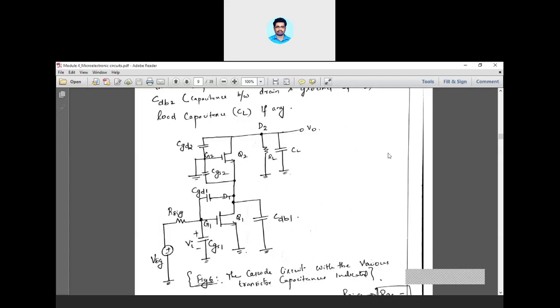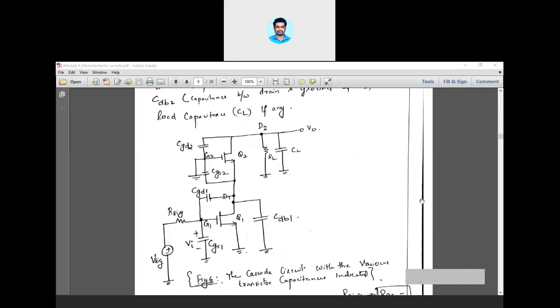While calculating the cutoff frequency, what you have to do is find the individual time constants. Time constant is nothing but the product of resistance and capacitance. If you can find the individual time constants, next you will add all these time constants together to get the total value of tau. So 1 by 2 pi into that particular tau is your cutoff frequency fh.